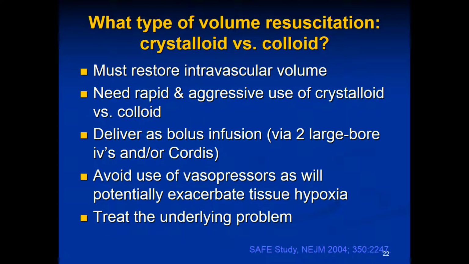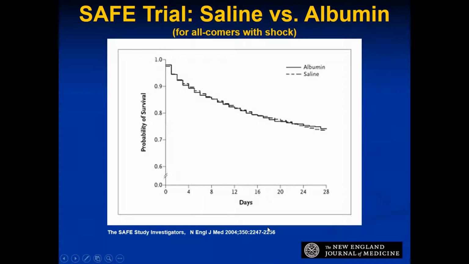As I told you, the predominant fluid over time has been crystalloid, though there have been a lot of studies of colloid for reasons that I'll discuss in 1 minute. We know we have to restore intravascular volume. We need rapid and aggressive use of resuscitative fluid, certainly early. The studies in adults suggest bolus infusion, and we talked already about avoiding vasopressors if not absolutely necessary, and of course treating the underlying problem.